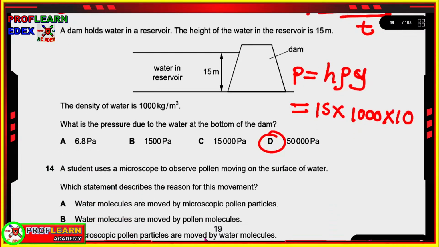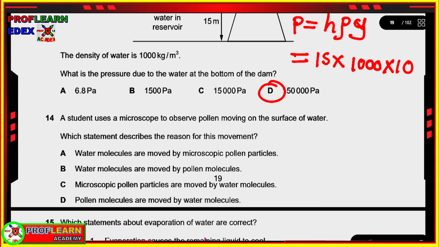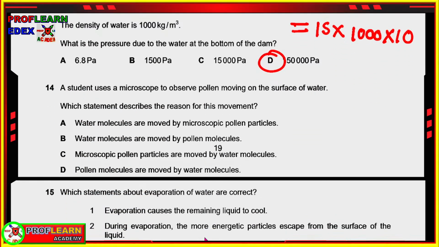Great. A student uses a microscope to observe pollen grains moving on the surface of water. Which statement describes the reason for this movement? Actually, this is the Brownian motion that is observed in smoke cells, and also when pollen grains are sprinkled on the surface of water. Water molecules are moved by microscopic particles.